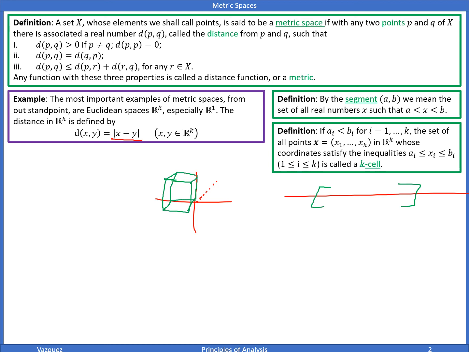But this is how you define it rigorously, right? We can't just explain what it is poorly with words and then say that that's how we define a k-cell. So this is what this is explaining, the definition of a k-cell in Rk, in Euclidean spaces.